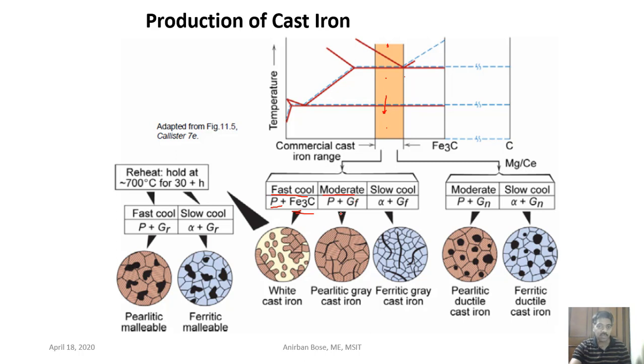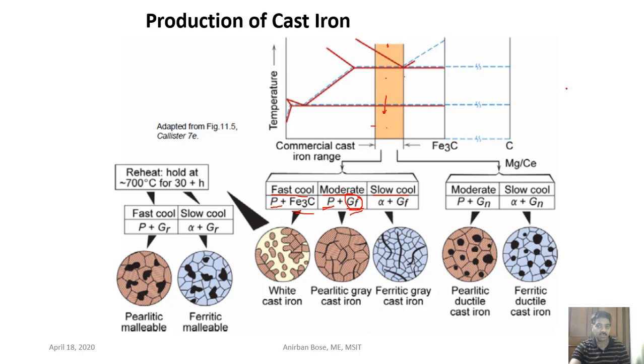And if you cool it very slowly, what will happen? Even in the pearlite structure, there is basically alpha ferrite and Fe3C. But if you cool it very slowly and silicon is there, then within the pearlite structure that Fe3C will even be converted into graphite flakes. So under very slow cooling, the final structure will be ferrite and graphite flakes.